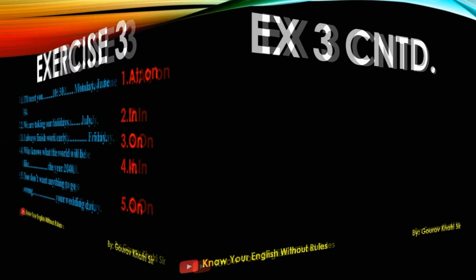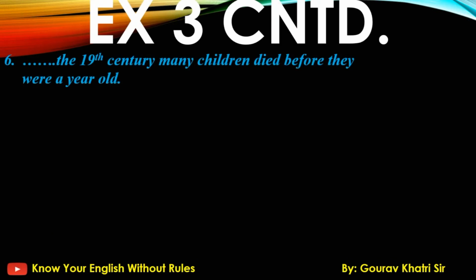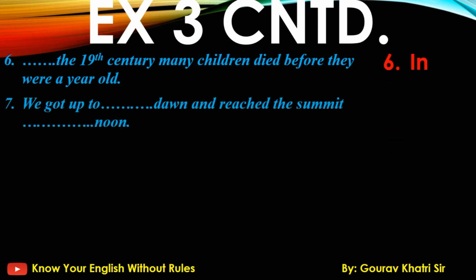Let's continue with some more exciting sentences. That's the 19th century. Many children died before they were a year old. Yeah, in the 19th century. Next. We got up dawn and reached the summit noon. Summit here means the peak of the mountain, the top of the mountain. So we give the answer. Of course, it is at dawn, at noon, right there.